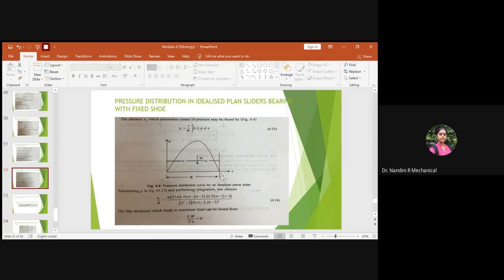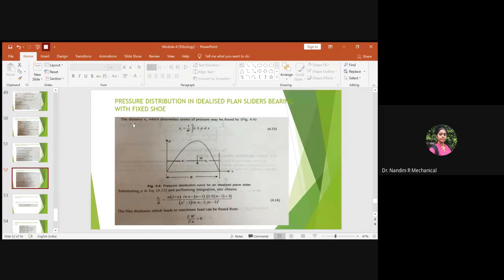But it will not happen in actual when you go with an idealized plane slider bearing. The pressure varies from one end to the other. But at some particular point, you will have a saturated value of pressure distribution, which will be termed as Pmax. At that position, the load bearing capacity will be comparatively higher, right? So that you have to understand. The same thing has been figured out over here, right?